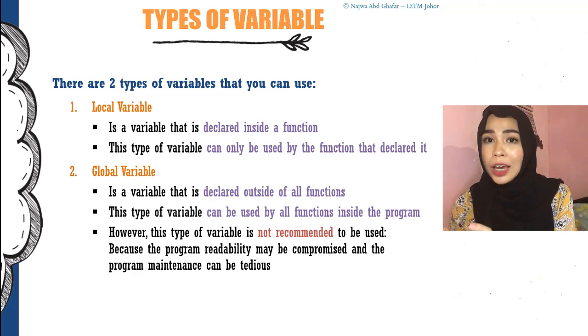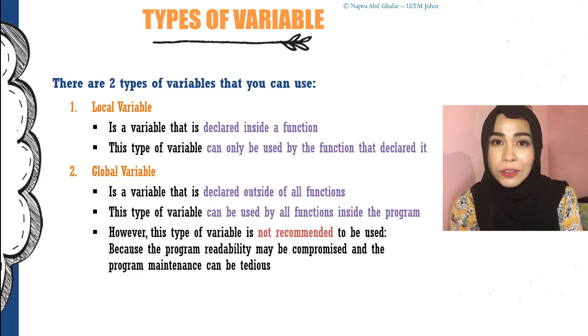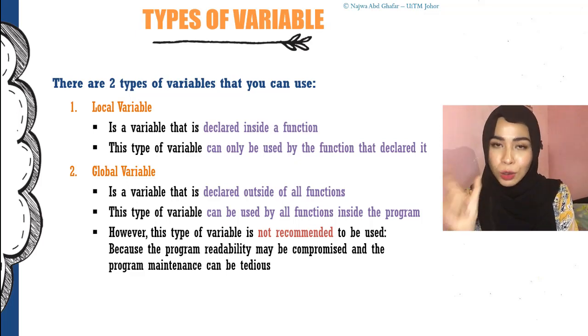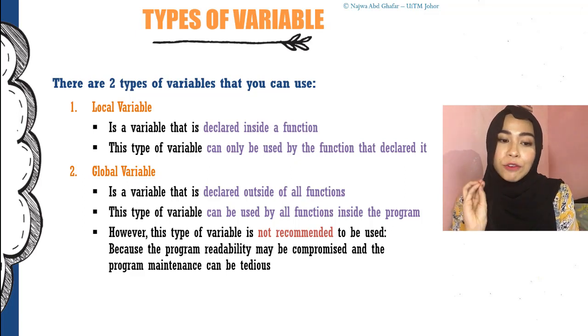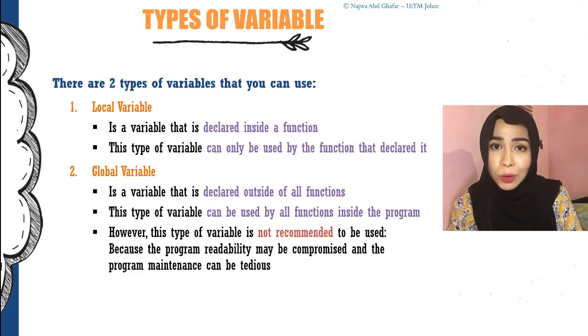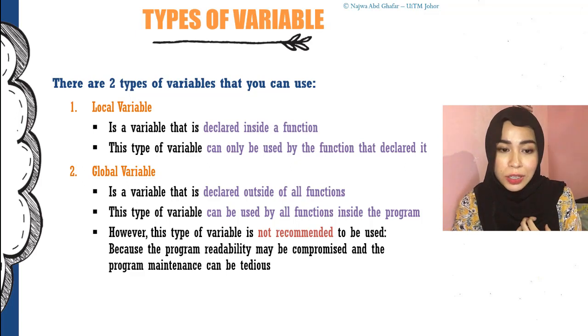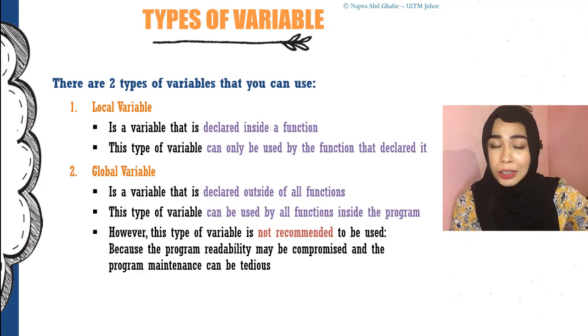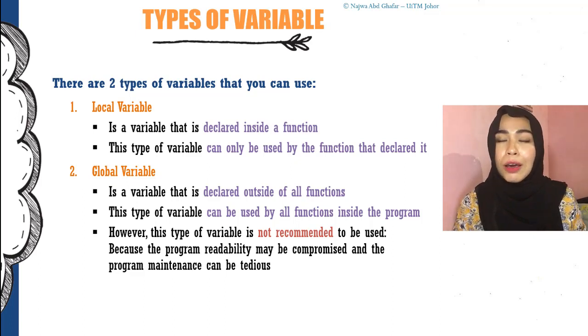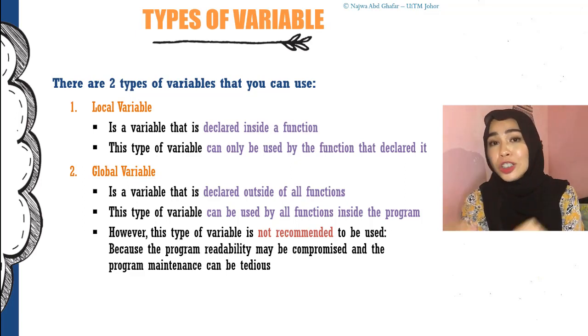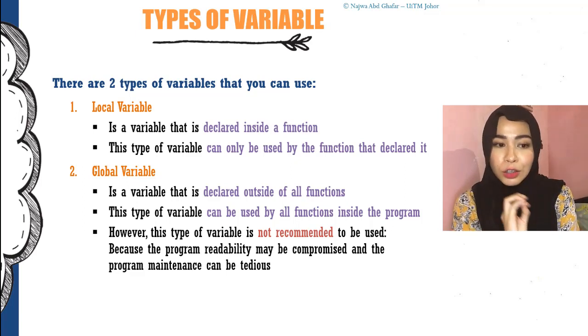If you want to check whether a variable is local or global, you check where it is declared. If it's declared inside a function, then it is a local variable. But if the variable is declared outside of all functions, it is called a global variable. A global variable can be used by all functions that were created inside the program. So the functions will share the same variable, which is the global variable.